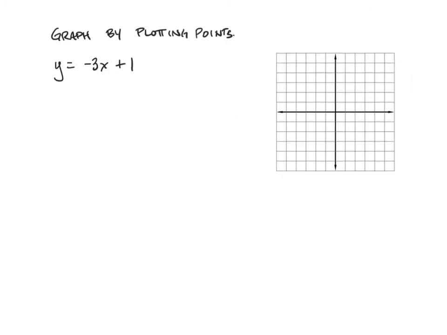So this is similar to something that'll be on your practice set tonight. So this just says graph by plotting points, and all they're going to do is give you an equation like this: y equals -3x plus 1. And so I've got my coordinate plane over here ready to go. And what I'm going to start off doing is I'm going to create a little table, and I'll do x, y, and then I'll put my ordered pair x comma y here.